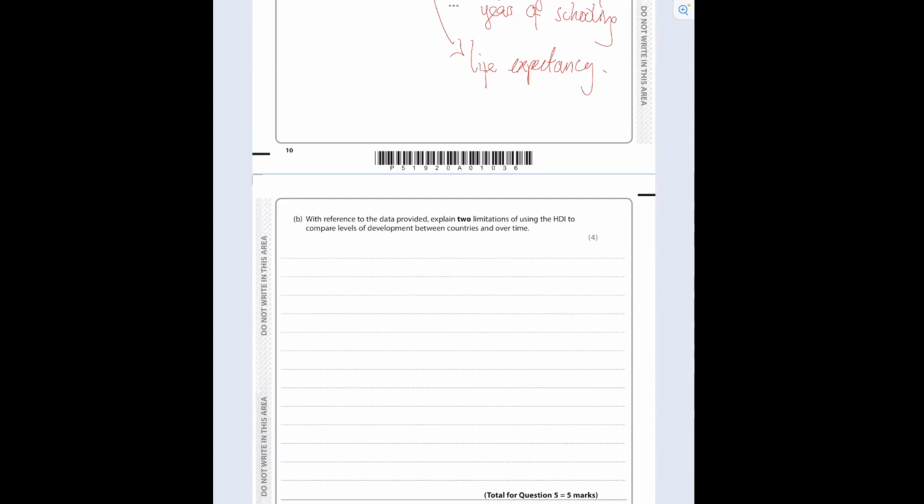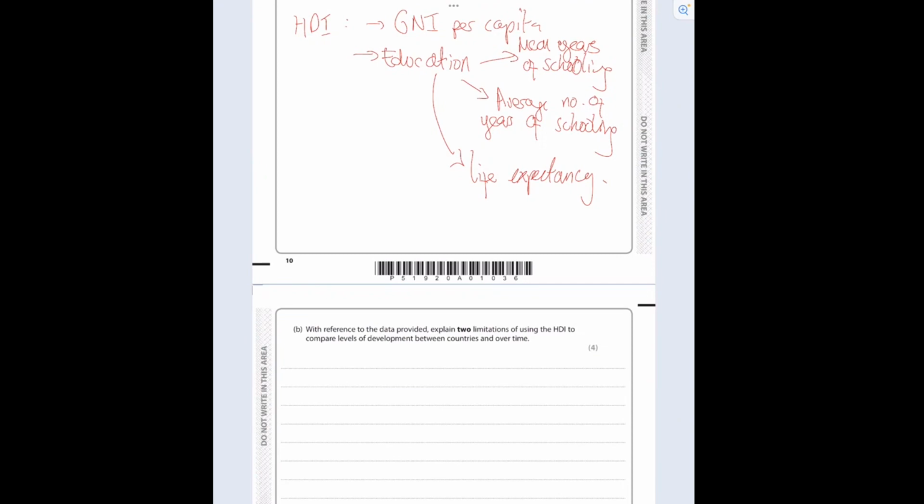With reference to the data provided, explain 2 limitations of using HDI to compare levels of development between countries and over time. Okay, so the first thing I'm going to do is probably make reference to the data. So let's just take Vietnam. Vietnam's HDI is 0.666. Okay, 2 limitations.